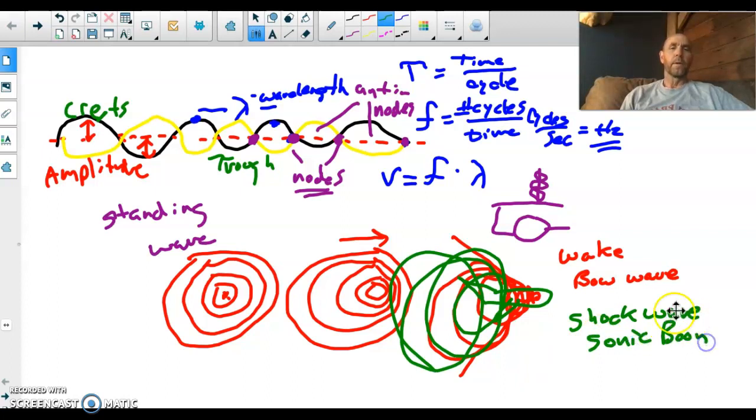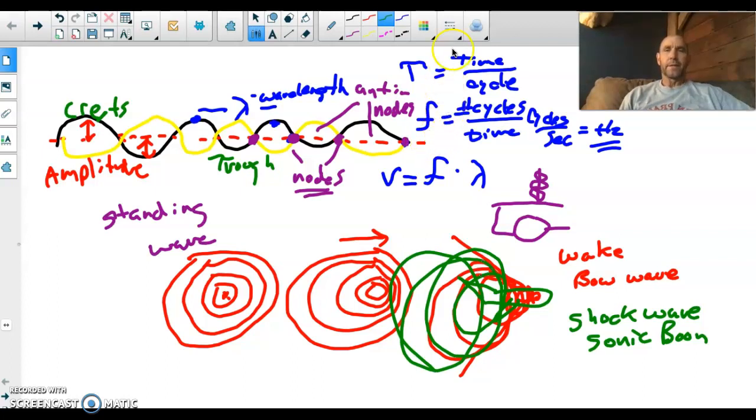Okay? So that happens when the source travels faster than the waves that it's creating. Like your boat, if your boat is traveling faster than the water waves that it's creating, it's going to form a wake. And it's what you use to go wakeboarding or surfing or whatever behind your boat.